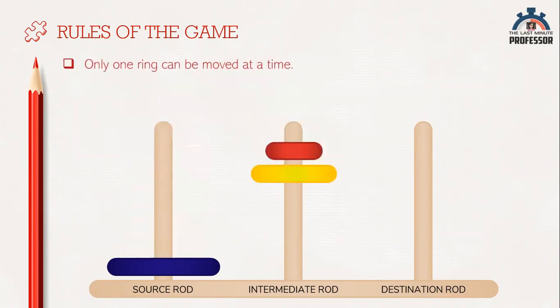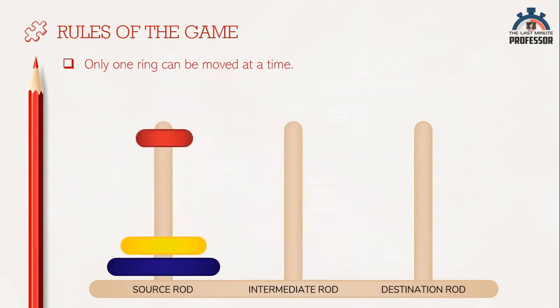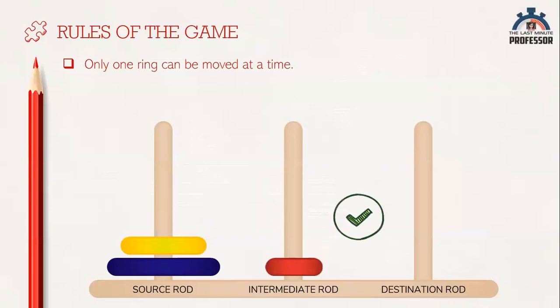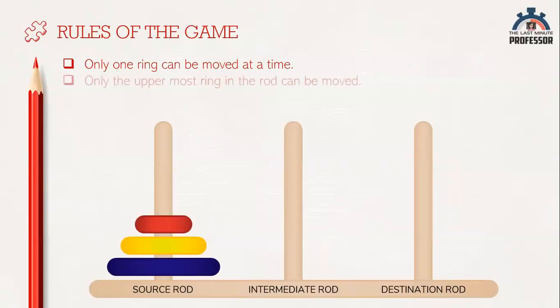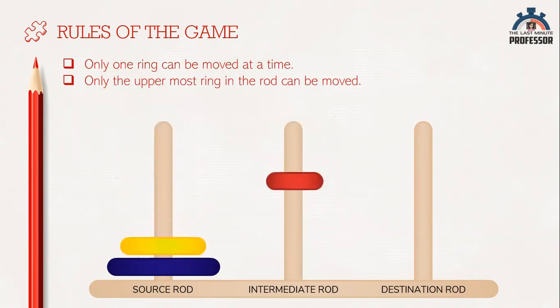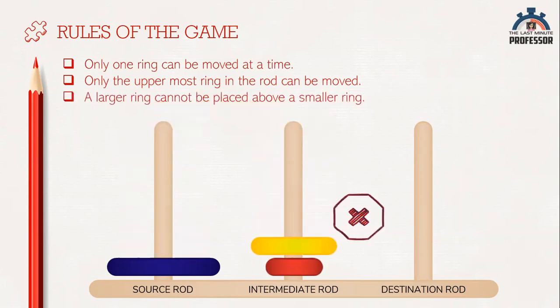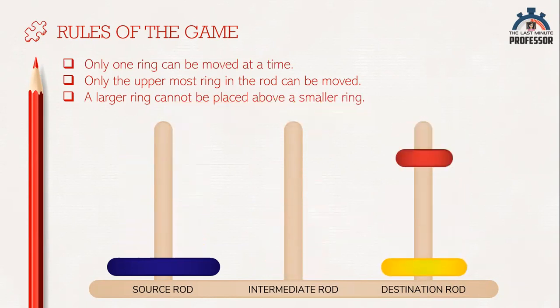We can move only one ring at a time. To be more specific, you can move only a ring that is at the top of a rod. You cannot bypass and move the rings. And at any point of time, you cannot place a large ring above a smaller ring. The number of moves we make to complete the task is also an important factor.